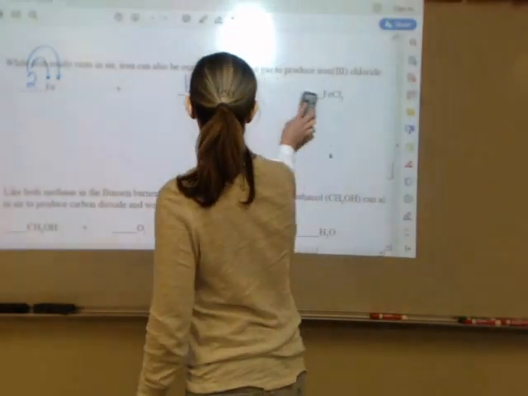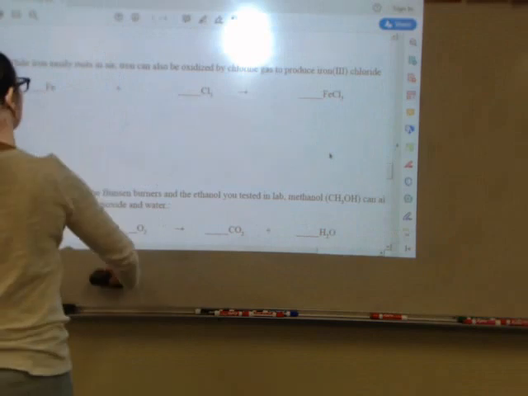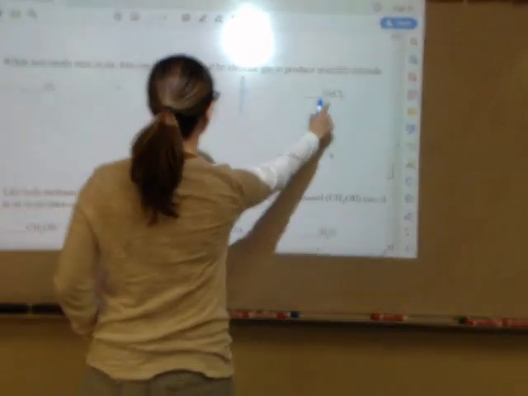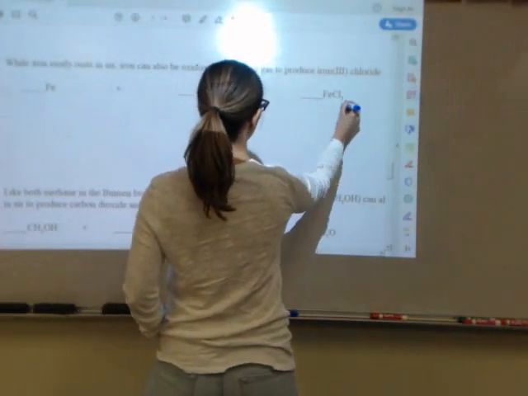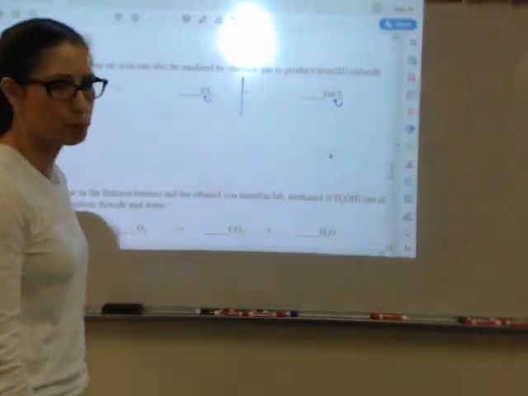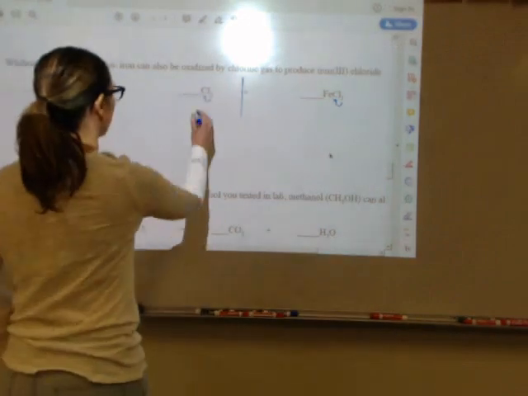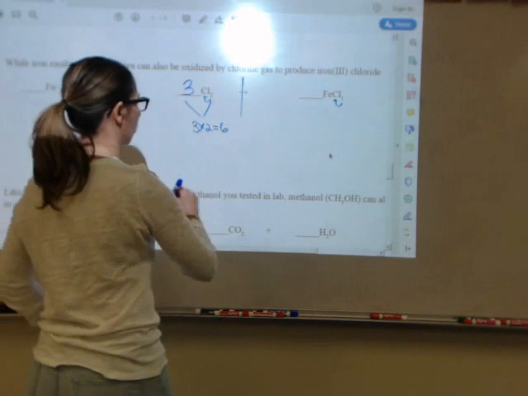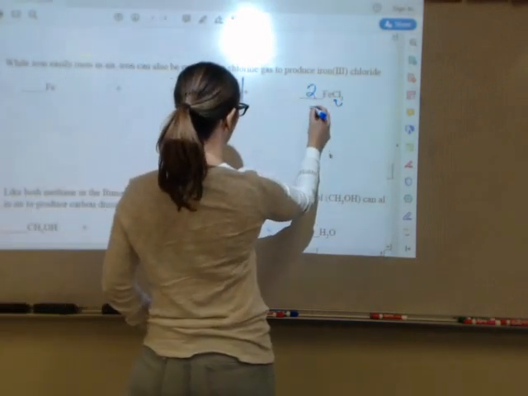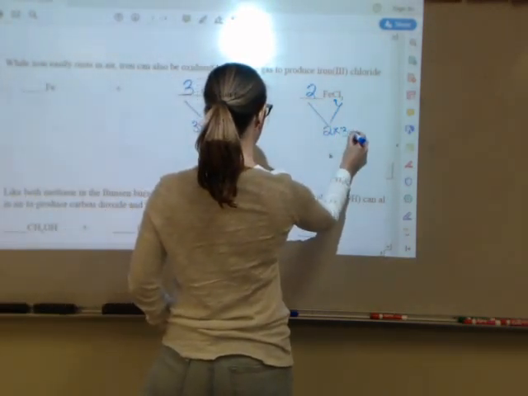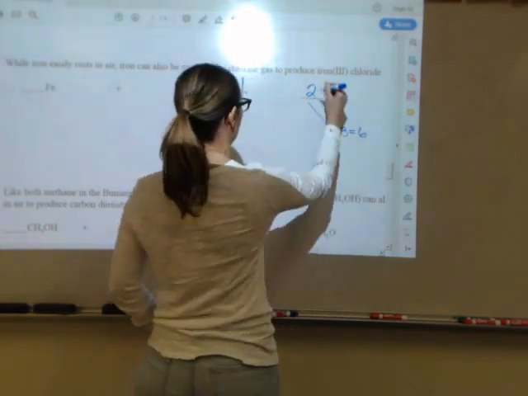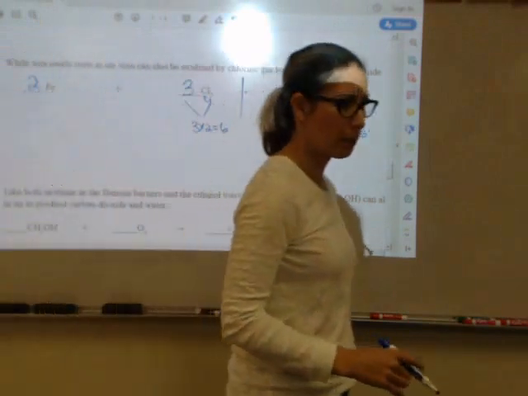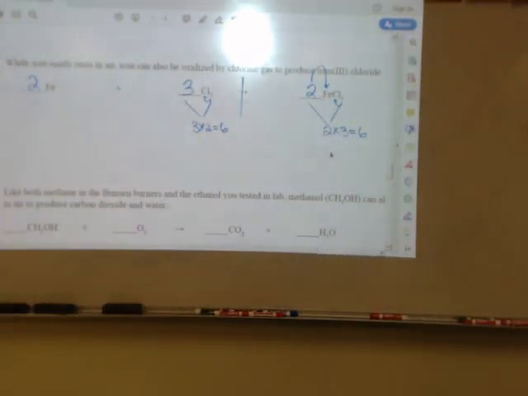Let's look at number 7. We have an iron on each side. 2 chlorine on the left, 3 chlorine on the right. The lowest common multiple of 2 and 3 is 6. If you put a 3 here in front of Cl2, 3 times 2 will be 6 chlorine. So put a 2 in front of FeCl3. 2 times 3 will be 6 chlorine. But I now have 2 iron, so let's put a 2 in front of Fe, and I'm going to get 2, 3, 2 for my coefficients.